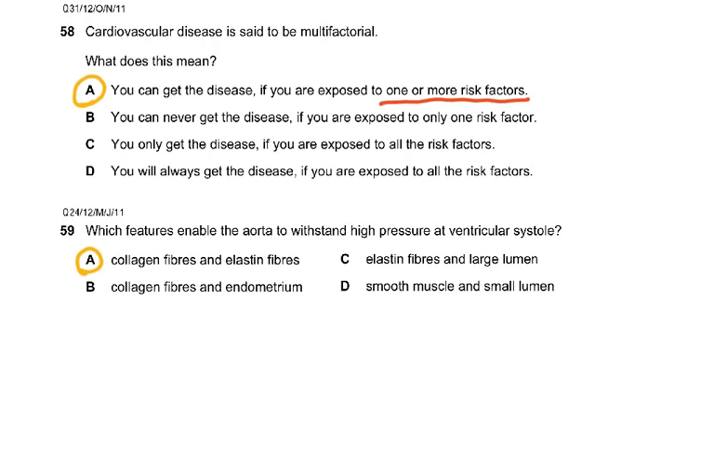Which feature enables the aorta to withstand high pressure at ventricular systole? It is the collagen fibers and the elastin fibers. Collagen fibers. Endometrium is in the uterus, sorry, it's never in blood vessels. Elastin fibers, large lumen, no. Smooth muscle and small lumen, no.